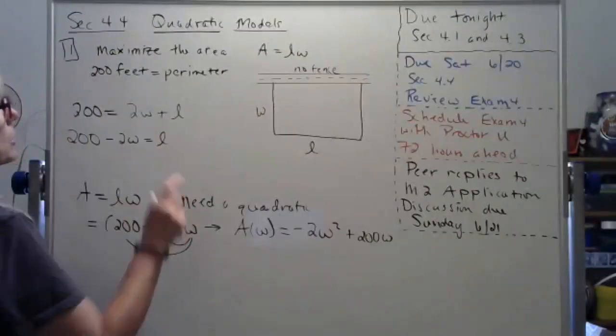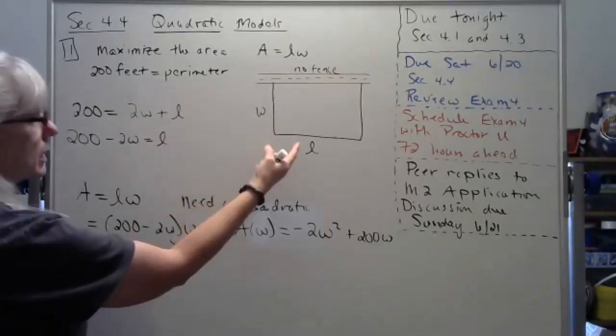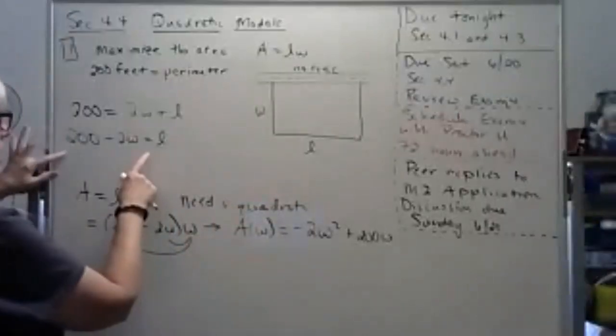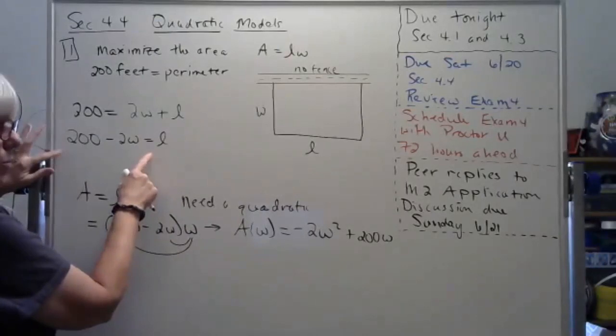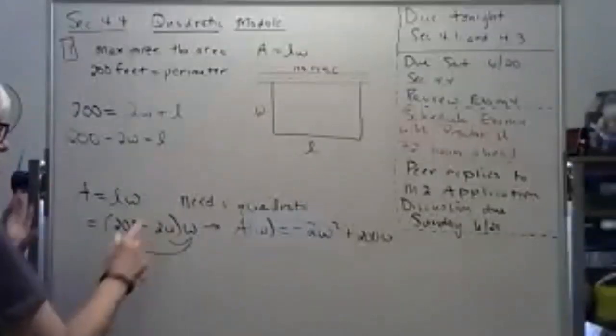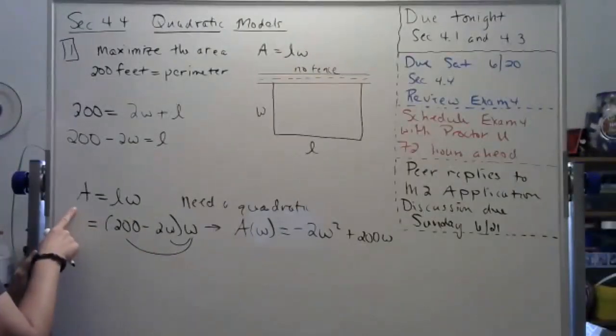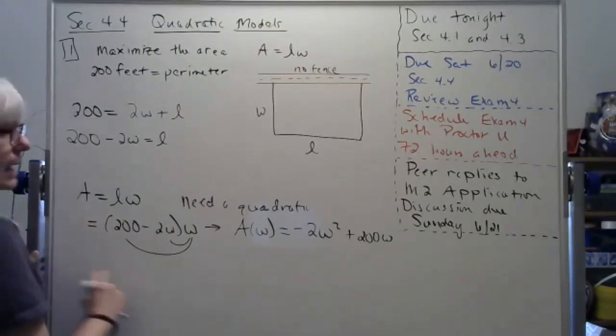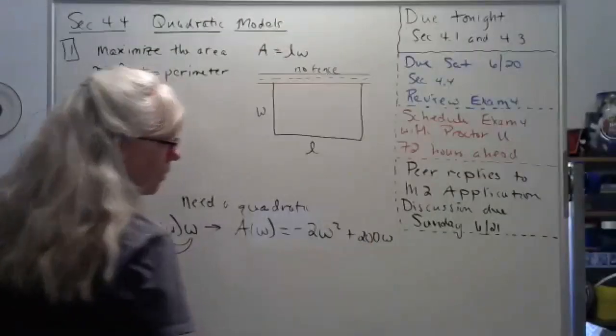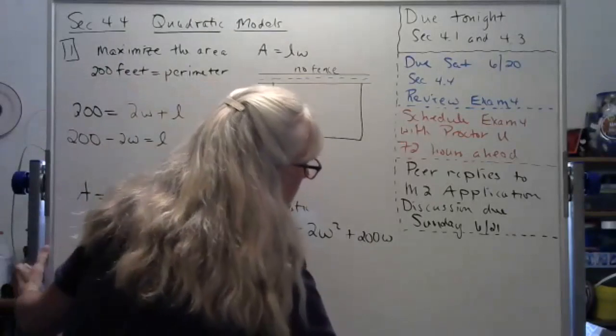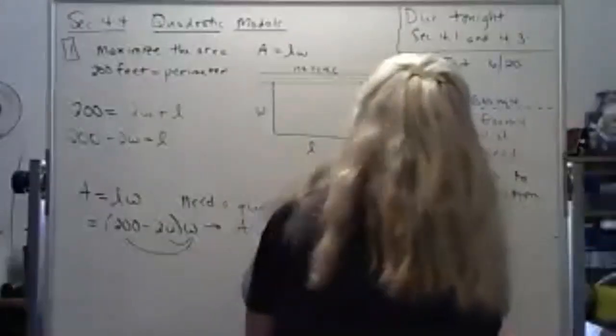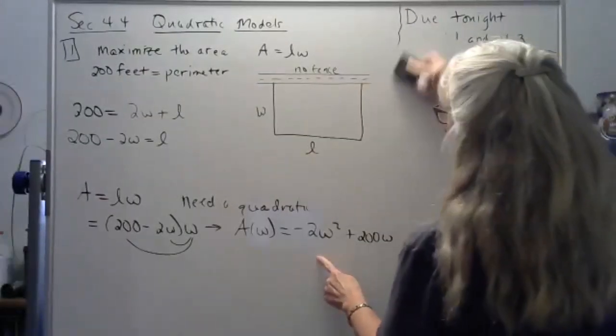So again, we started off with writing down what they gave us. We drew a picture, we labeled our picture. We then wrote a formula using that fencing requirement that they gave us. Recognizing we need to maximize the area, we had to write an area function and get it into a single variable.